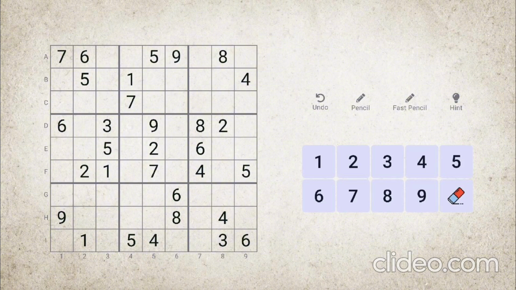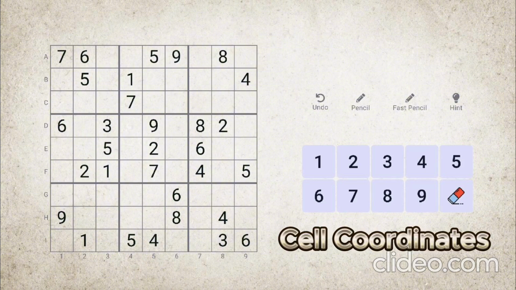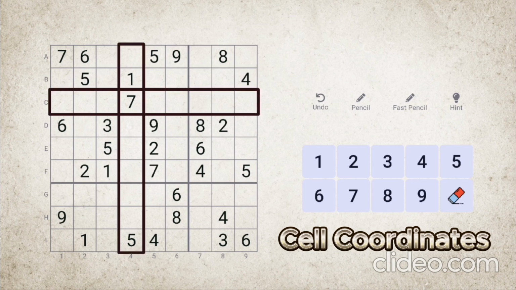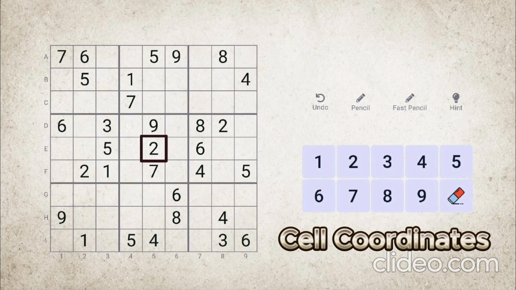Now, the last thing we will discuss is cell coordinates. Each row and column is given a label. For example, the rows are named from A, B, C, D up to I. And similarly, the columns are named from 1, 2, 3 up to 9. So, to call a cell with its coordinates, we first say its row letter and then its column number. For example, this is cell C4. It is in row C and the 4th column. Let's see another example. This would be cell E5.